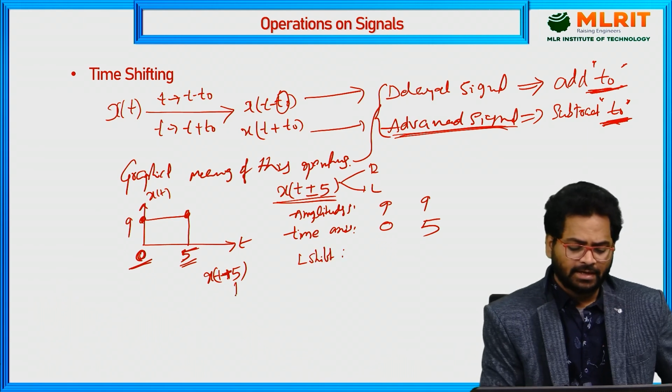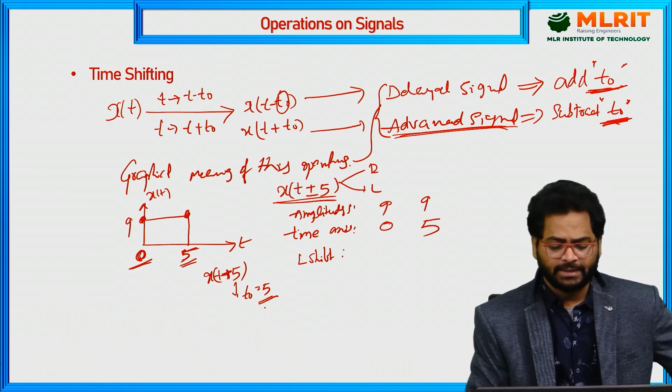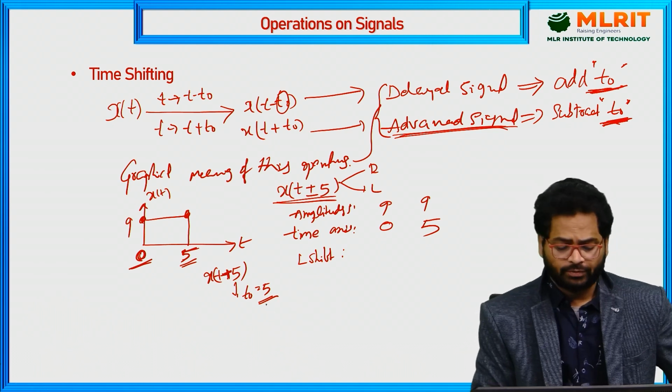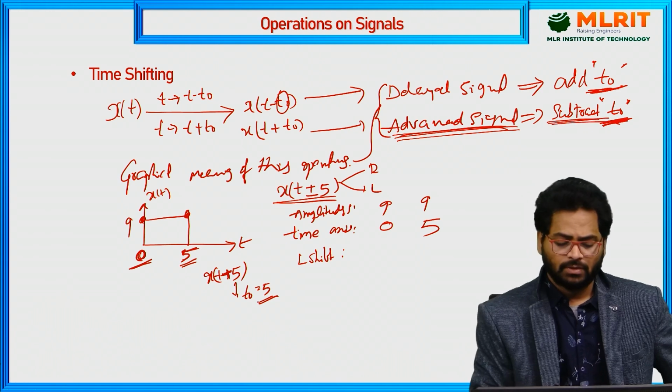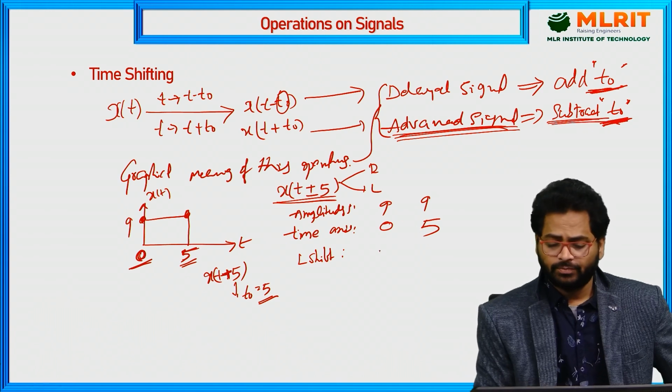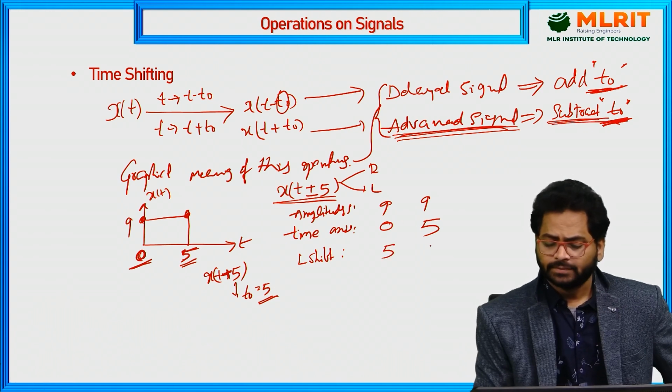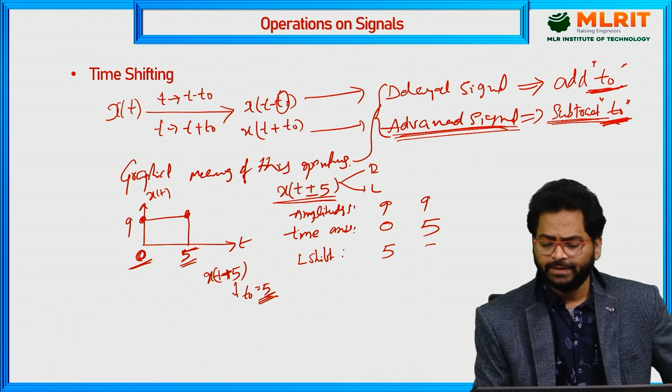So what is the T naught here? T naught is equal to 5. Left shift and T naught equals 5. So what are we supposed to do? For an advanced signal, subtract T naught from all the time unit values. T naught is 5 and here it is also 5.